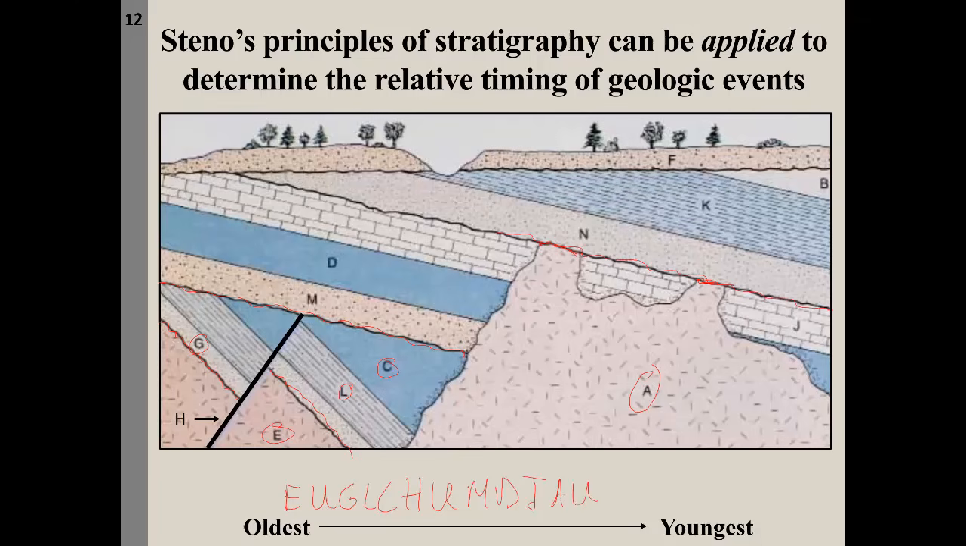Okay, and then it looks like we've got N, and then K and B. Those all stack up nicely. Now, they're at an angle to F, though. So it looks like, and there is a squiggly line, we've got another angular unconformity, and then F, and then the fifth unconformity is the surface, as this sediment is still being deposited and it hasn't yet formed a rock.